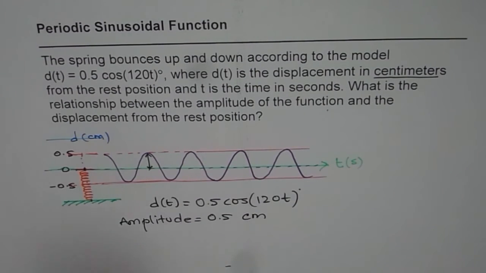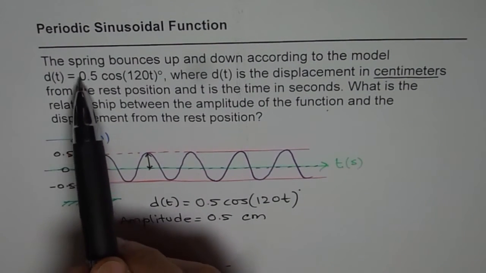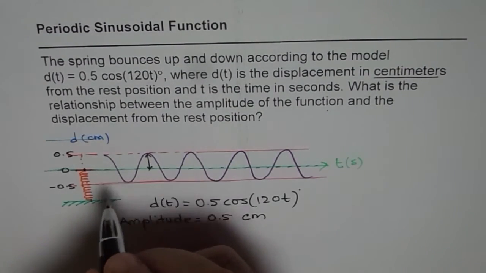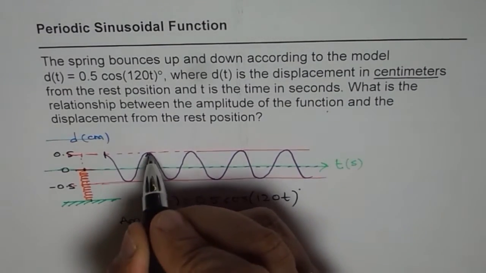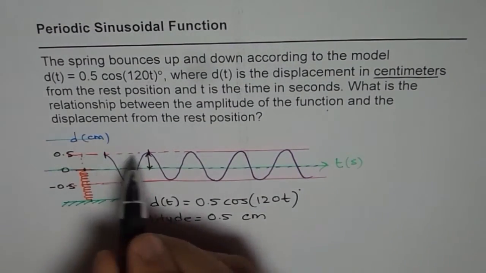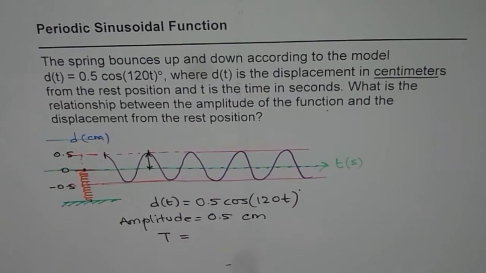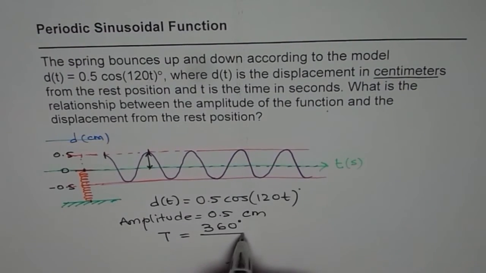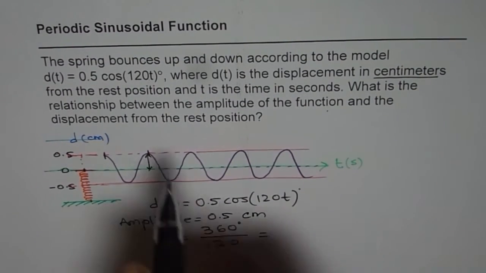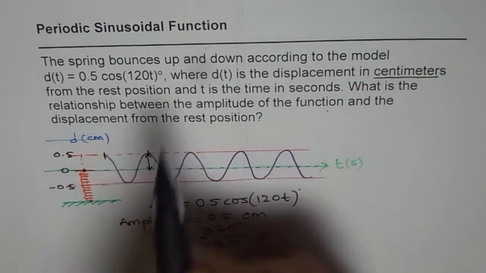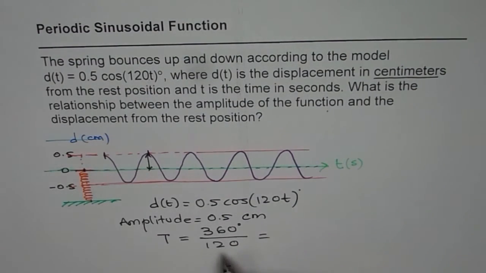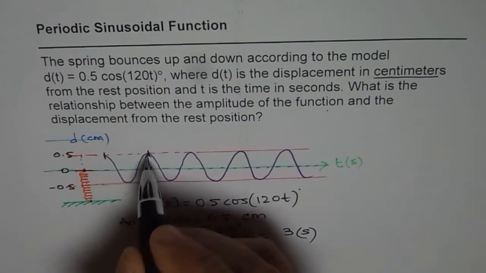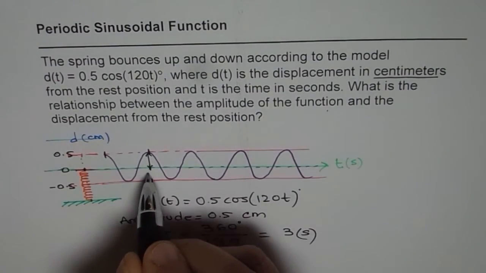Now, one more thing which we need to find is, when we write d of t equals 0.5 cos of 120 degrees t, then how much is the time from the starting of the wave for one full wave? This time period T can be found by dividing 360 degrees by 120 degrees, correct? It is the number of waves in 360. So when we divide, we'll get 3 seconds. Do you see that? 3 seconds. So this time here is, let me write here, 3 seconds.